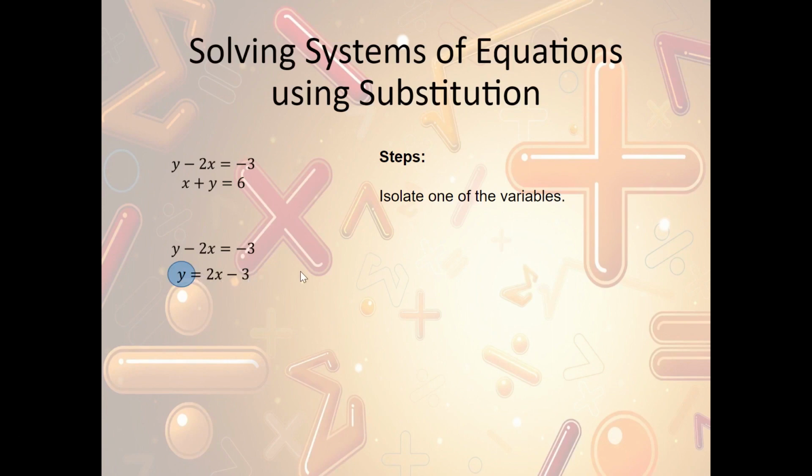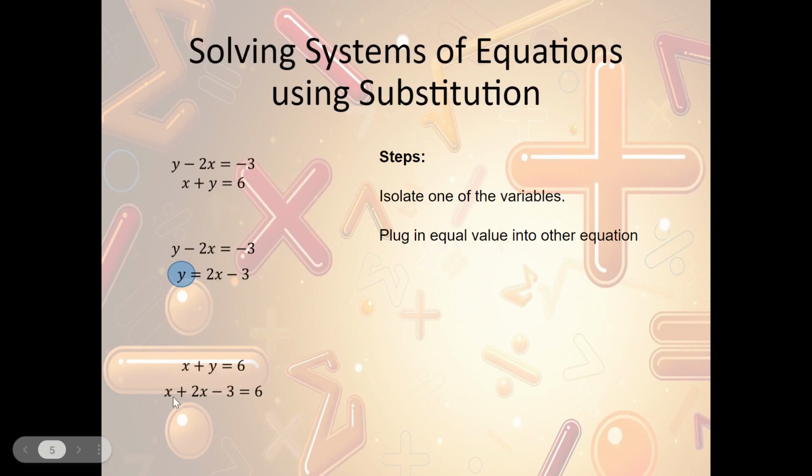Now it's isolated. Now I can go ahead and plug it into the other equation. So I have x plus y equals 6. But y is really equal to 2x minus 3, so I'm going to plug that in for y. So now it says x plus 2x minus 3 is equal to 6. Now I can go ahead and solve. So I'm going to combine like terms. x plus 2x is 3x. So I get 3x minus 3 is equal to 6. I'm going to add 3 to both sides to get rid of this. So I get 3x is equal to 6 plus 3 is 9.